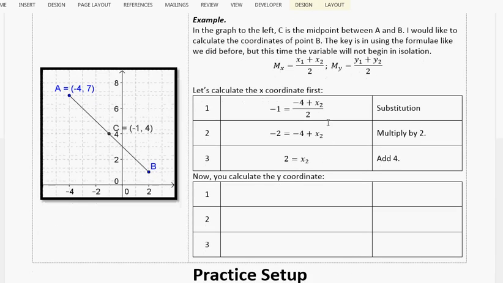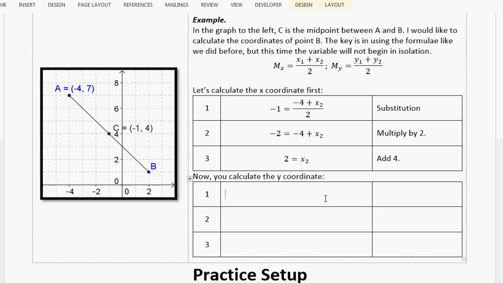The x-coordinate is done like this. The midpoint goes by itself on the left-hand side, so the midpoint's x value is negative 1. And then the endpoint is (-4 plus x2) over 2. We multiply both sides by 2, so we end up with -2 equals -4 plus x2. And then we add 4 to both sides, so the answer is x equals 2, and that agrees with what we can see here. We see the x value is 2, and we've calculated 2.